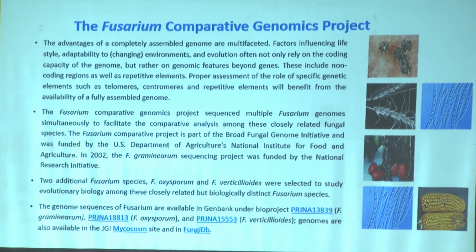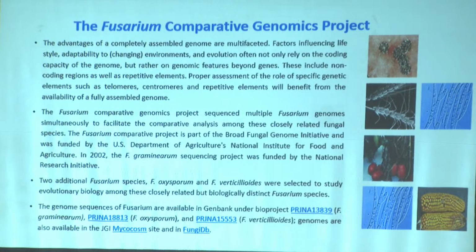Further, the Fusarium comparative genomic project, after the human genome project, was started in the year 2002 and completed in the year 2016. There they sequenced 3 Fusarium species. One is Fusarium graminearum, another is Fusarium oxysporum f. sp. lycopersici, and the third one is Fusarium verticillioides. They sequenced and submitted them. These are the bioproject numbers.